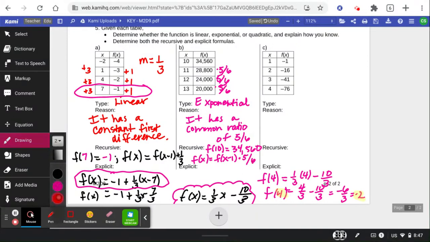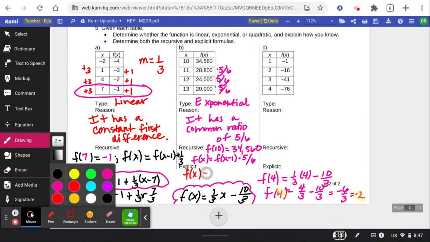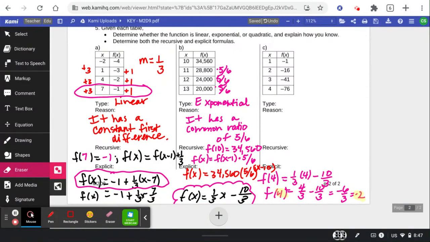And then my explicit goes f of x equals 34,560 times 5/6 to the power of x minus 10. How'd you do? If you put 0.83 repeating in there instead of 5/6, I would take it, but I encourage you to go for the exact answer next time and keep trying until you find that fraction.